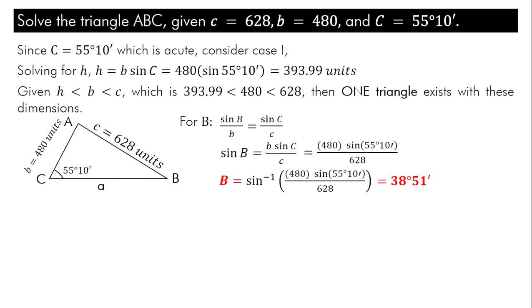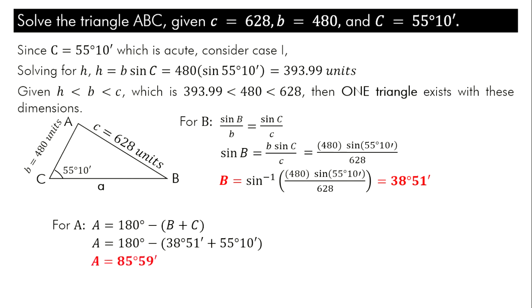Okay, for angle A, let's use again the principle that the sum of all the 3 angles is 180 degrees. So let's add angle B and angle C. So that is 38 degrees 51 minutes plus 55 degrees 10 minutes. Then 180 degrees minus the sum of that, and the result is 85 degrees 59 minutes.